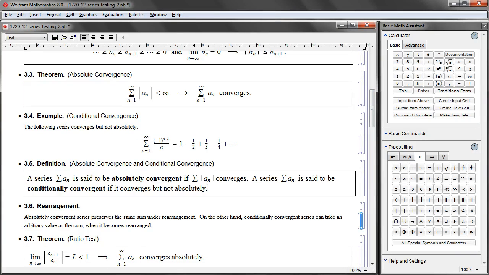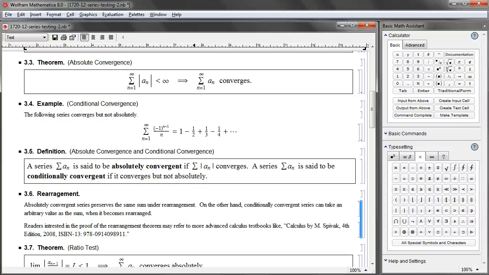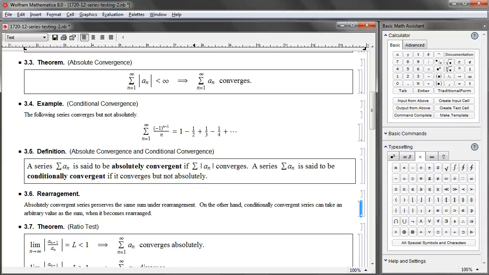Now, the rearrangement, okay, we're not going to prove this one. This is a bit too difficult. If you have an absolutely convergent series, then if you rearrange it, it'll converge to the same value no matter what. But if you have a conditional convergence, then by rearranging, we can make that series converge to any real number or make it diverge even. So conditional convergence is much weaker than absolute convergence as far as the rearrangement is concerned.